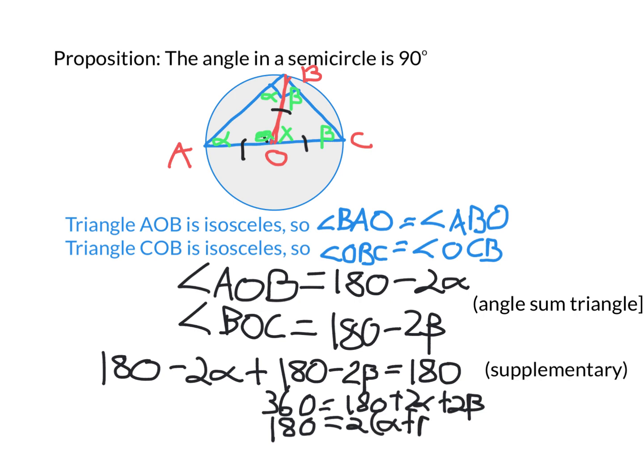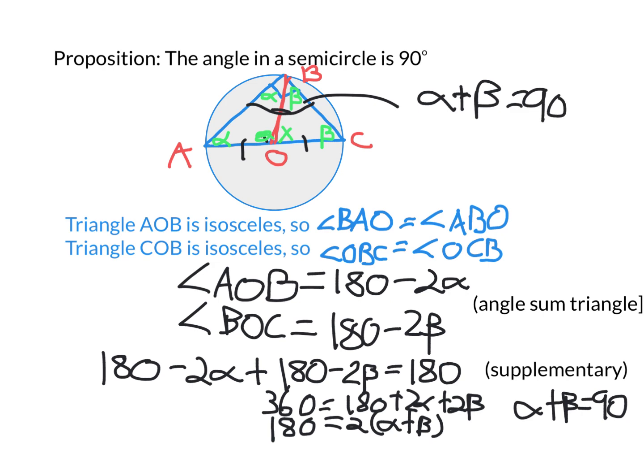What I've done in this line, after subtracting 180, is factorize 2 alpha, 2 beta as this. If you expand this, you get that. Now I can simply divide each side by 2, and I get alpha plus beta equals 180 divided by 2, which is 90. That proves what I wanted to do, because this angle here is alpha plus beta, and I just proved that alpha plus beta was 90 degrees. So I've proved that the angle here must be 90 degrees. The angle in a semicircle is 90.